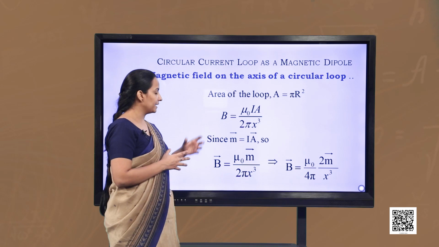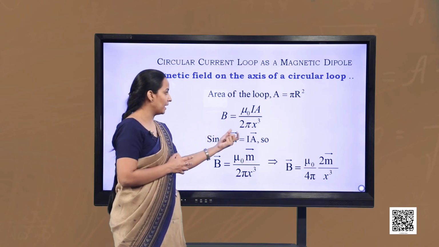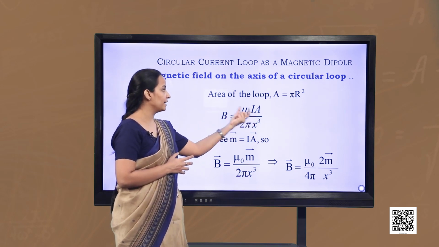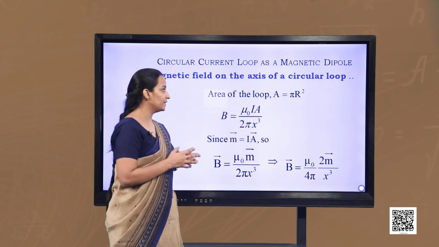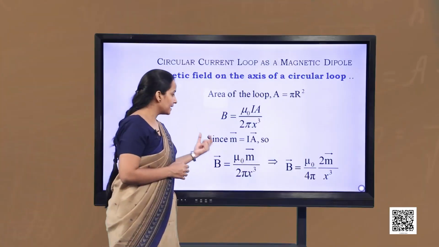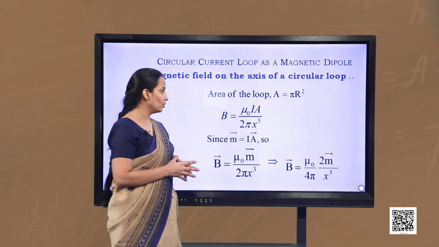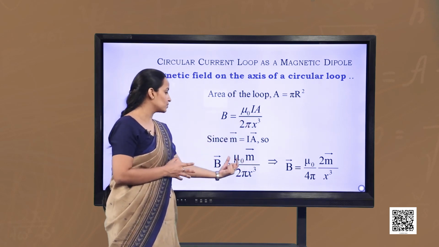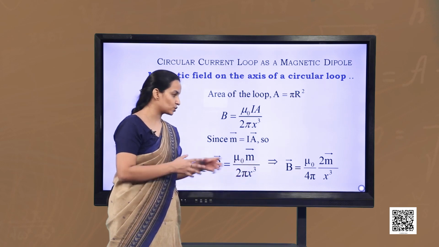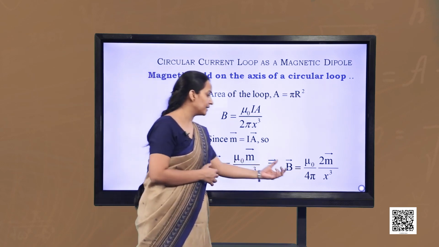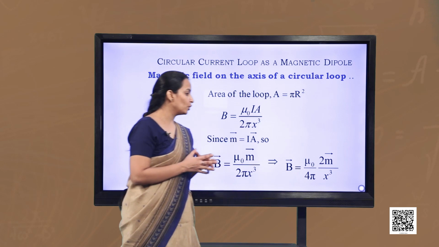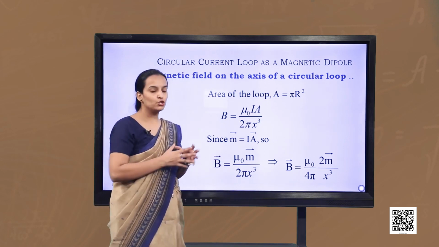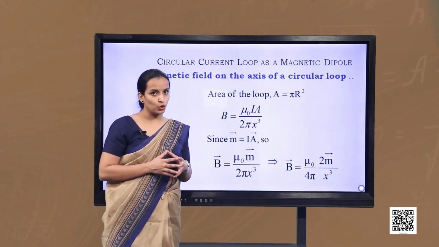On multiplying and dividing the previous equation by pi, I can replace pi r square by A, which is the area of the loop. Since m equals IA, I can replace IA with the magnetic moment and have B equals mu naught m divided by 2 pi x cube. On multiplying and dividing it by 2, I will have mu naught by 4 pi multiplied by 2m divided by x cube.